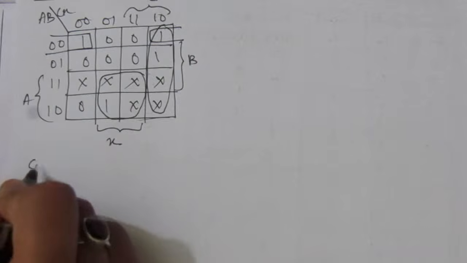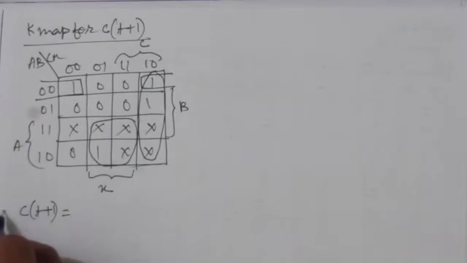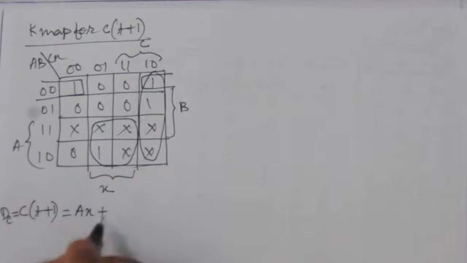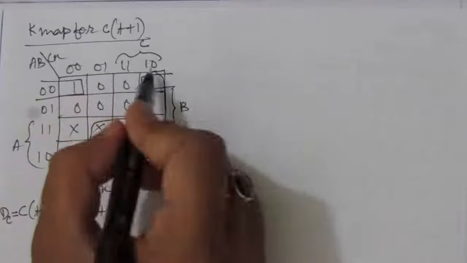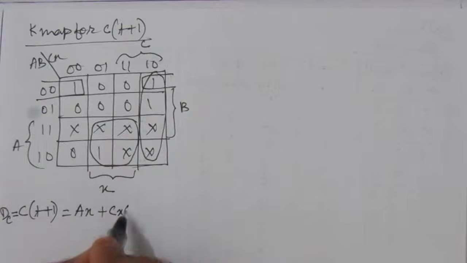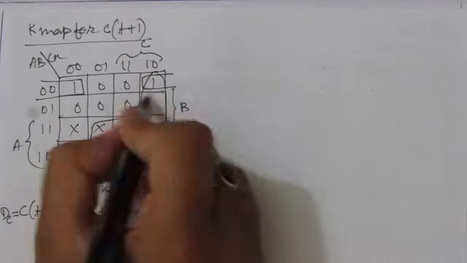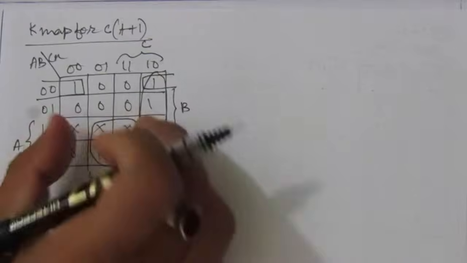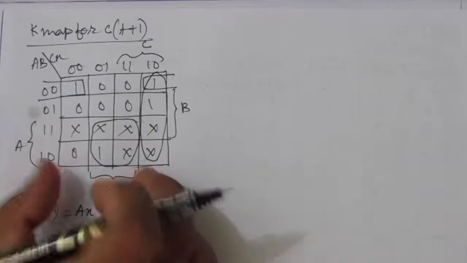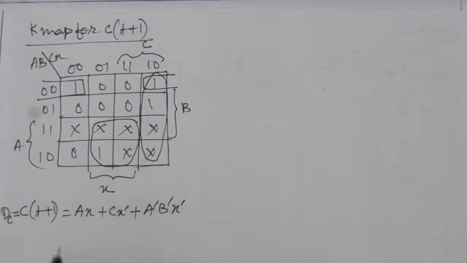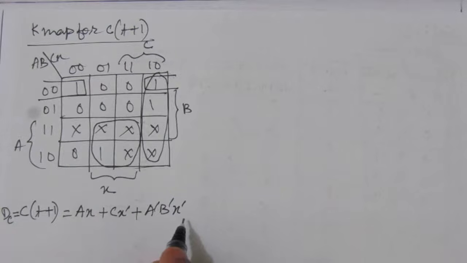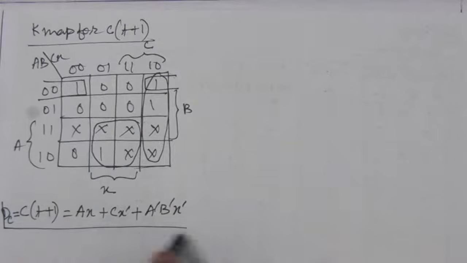So C of t plus 1, which is nothing but DC, is equal to: from this term we'll have ax, plus from this term we'll have cx bar, plus from this term we'll have a bar b bar, and from these two columns we'll have x bar. So DC is ax plus cx bar plus a bar b bar x bar. Okay, so we have got the expression for DC.